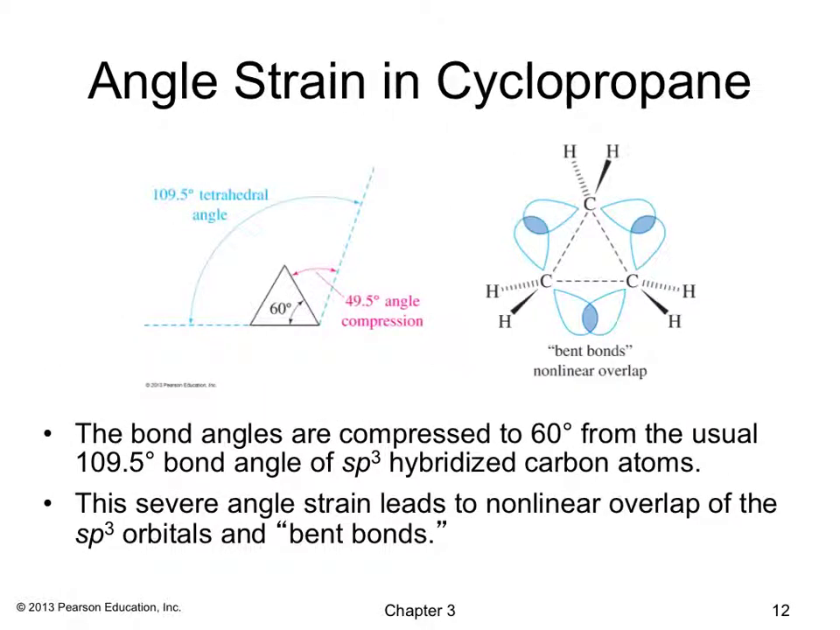So here's angle strain in cyclopropane. The ideal tetrahedral angle is 109.5. However, in cyclopropane, it's 60 degrees, so there's a 49.5 degree angle compression. The bond angles are compressed and they're bent, so you see bent bonds shown here of sp3 hybridized carbon atoms, and this is what you have in cyclopropane.